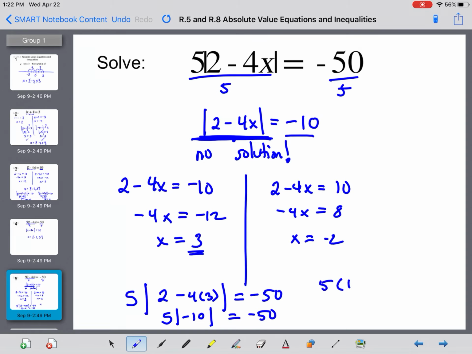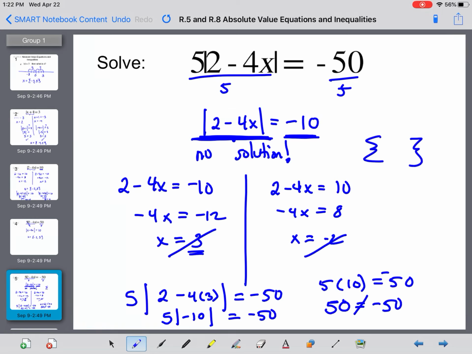So I'll continue my work over here. So absolute value of negative 10 is positive 10. So will that ever equal negative 50? No, because that's going to be positive 50 equal to negative 50, which is not a true statement. So even if you kind of missed that it was set equal to a negative number, then you would still get your 2 answers, but when you plugged them back in, neither one would work.